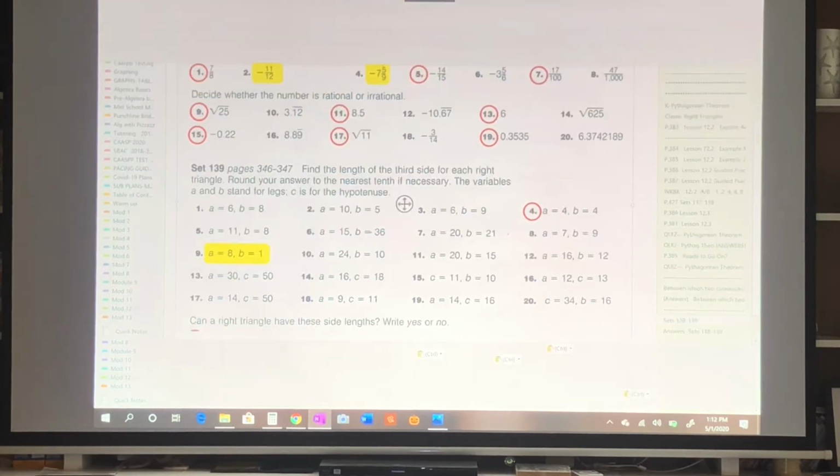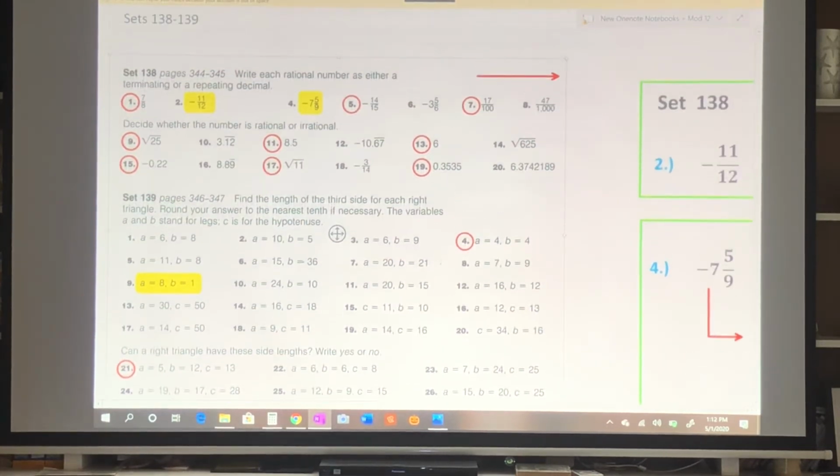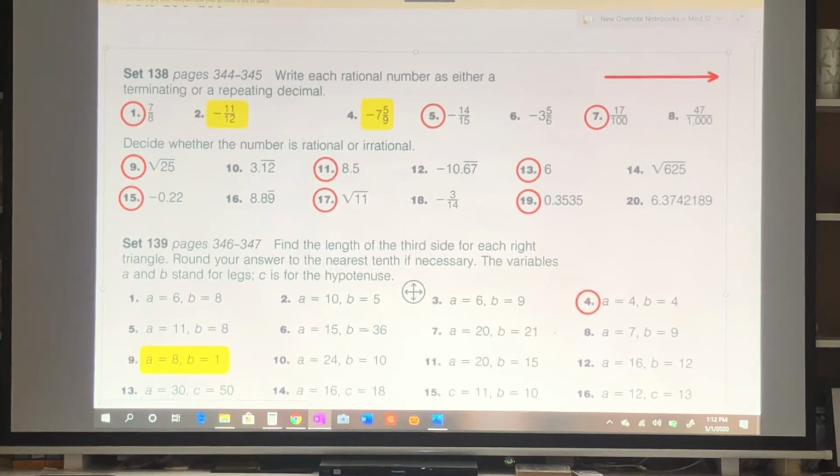Let's take a look here. Okay, this is good review stuff, they want you to write each rational number as either a terminating or repeating decimal. The ones I circled are the ones we're doing, and the ones I highlighted, like number 2, let's write it as a terminating or repeating decimal.